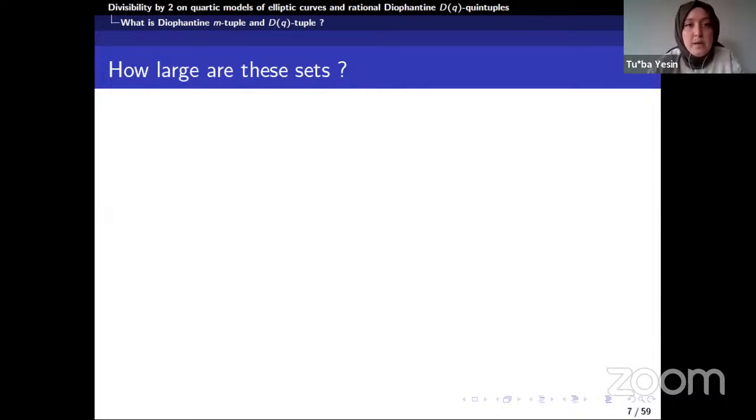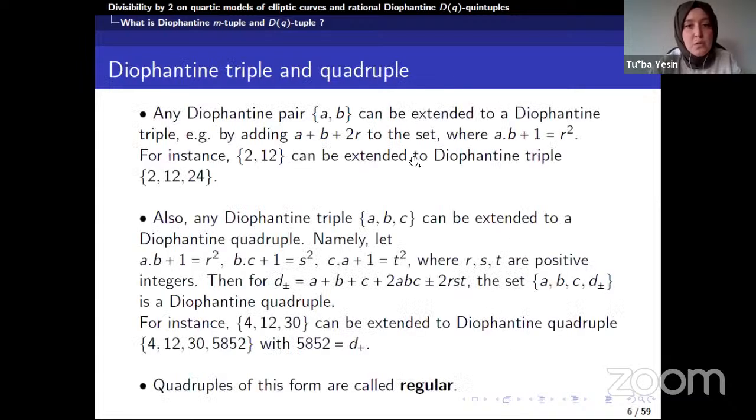Okay, after this, we can ask how large these sets are. Until now, we saw a pair, triple, and quadruple. And we can easily say that we have infinitely many pairs. So by using that extension, we can get infinitely many Diophantine triples.